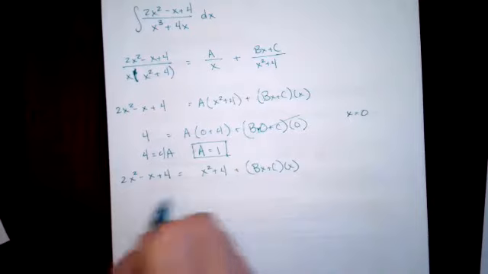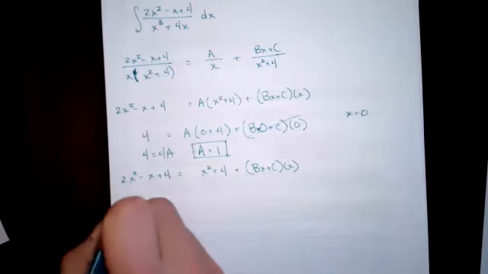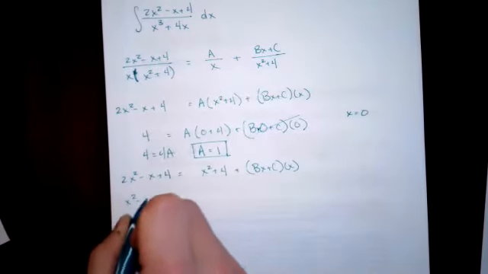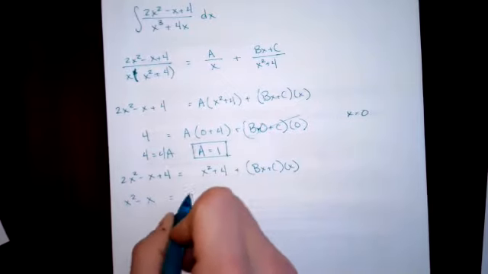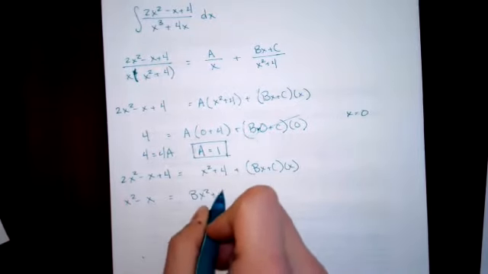I can subtract these 2 terms over. So I will have x squared minus x is equal to, and let's go ahead and distribute this x. So we will have bx squared plus cx.